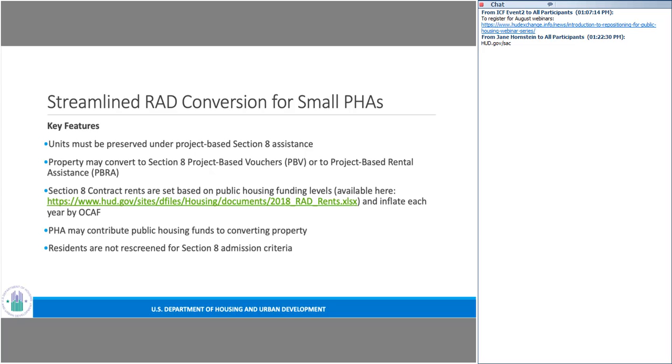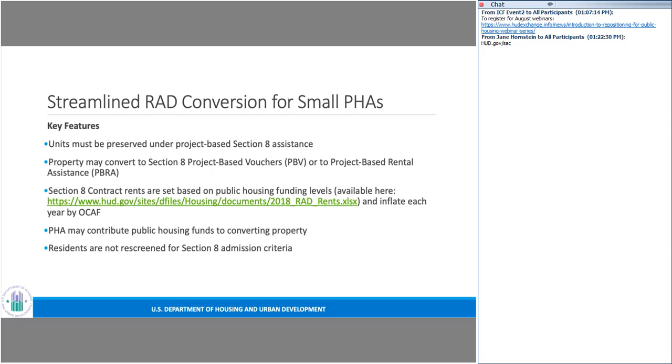One of the benefits here is a PHA that doesn't have a voucher program doesn't need to go find a different partner to administer the vouchers. It would be a contract directly with HUD. Another key feature, the Section 8 contract rents available through RAD are not your standard Section 8 contract rents, which are based on market. Instead, through RAD, they're based on public housing funding levels. We've posted what they would be for every single property across the country, so you could look that up right now if you wanted to, or ask us for some help.